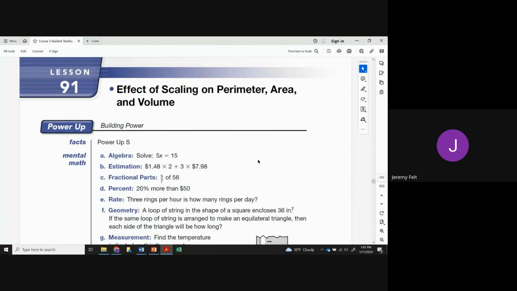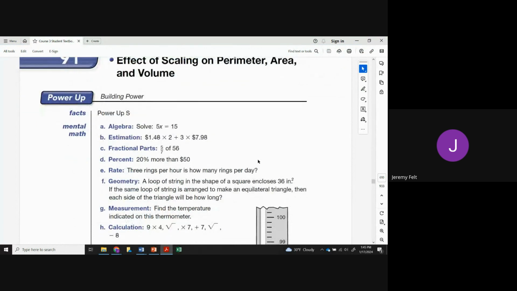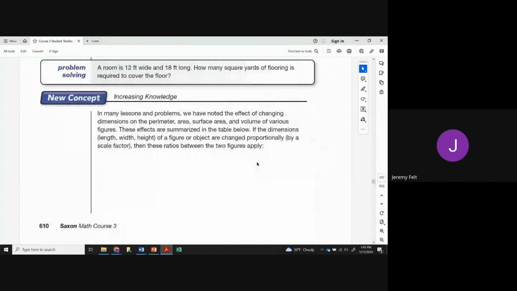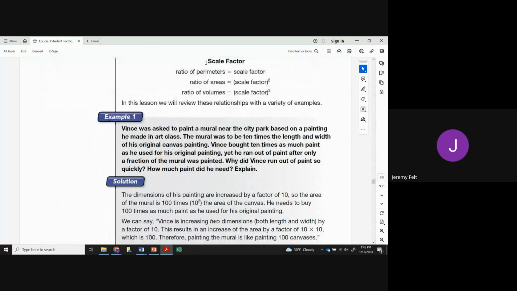All right. So lesson 91, we're looking at the effect of scaling on perimeter, area, and volume. This is really the reference that you can put on your reference sheet. I think I've allowed you to put it on there already, but it's a good helpful reminder when we have a scale factor.